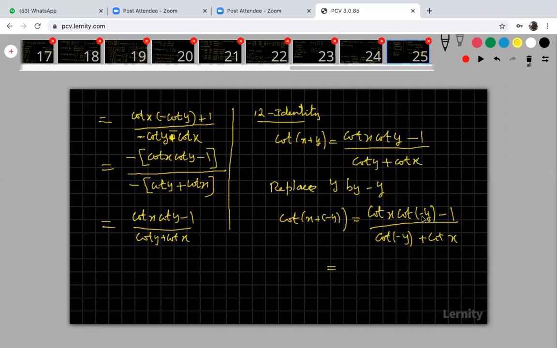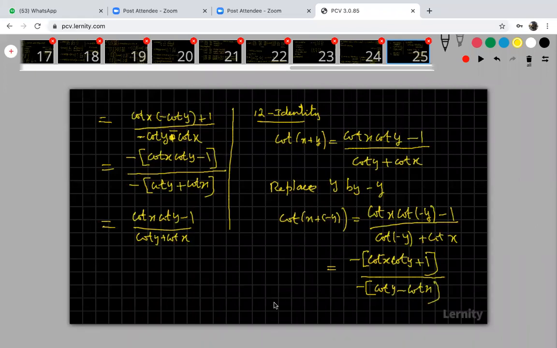Right. Now look at that. Here also this cot of minus y is minus cot y. Here also minus is there. Minus taken commonly. So therefore cot x, cot y. This is plus 1. Minus taking outside means it will become plus 1. This is minus cot y here. Taking minus outside, cot y minus cot x.